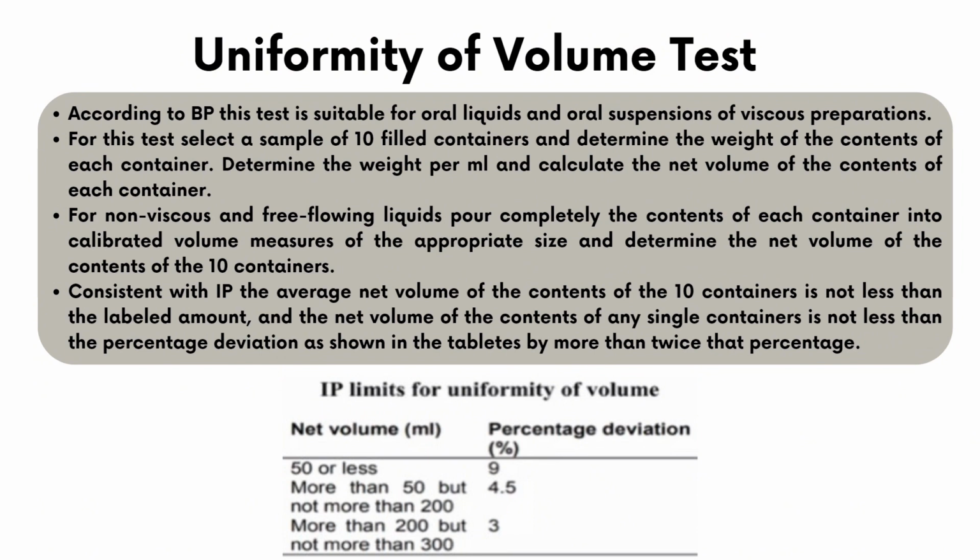Consistent with British Pharmacopoeia, the average net volume of the content of the 10 containers is not less than the labeled amount, and the net volume of the content of any single container is not less than 9% deviation if the net volume is 50 ml or less, and 4.5% deviation if the net volume is more than 50 ml but not more than 200 ml, and not less than 3% deviation if the net volume is more than 200 ml but not more than 300 ml.